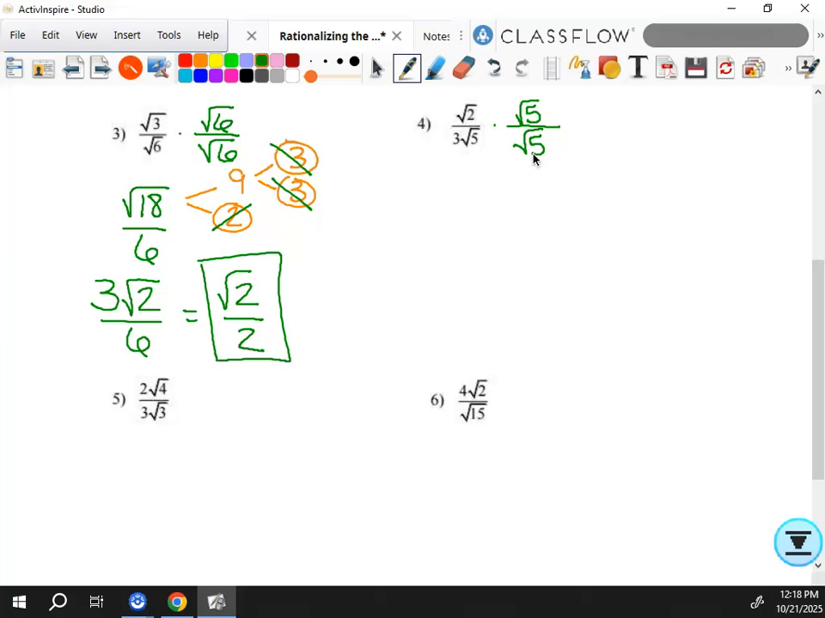Multiply straight across. What do I get in the numerator? Square root of 10. And then the denominator, what's the square root of 5 times the square root of 5? 5. And then I do 5 times 3 and get 15. Okay, 10 is not a prime number, but it's only 2 times 5, so can I simplify that square root? Nope. So this is it.